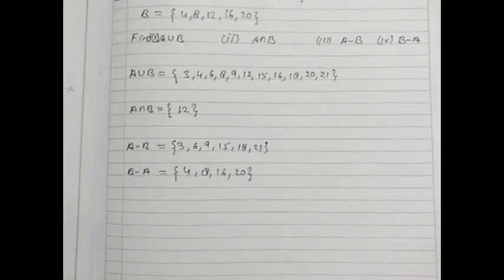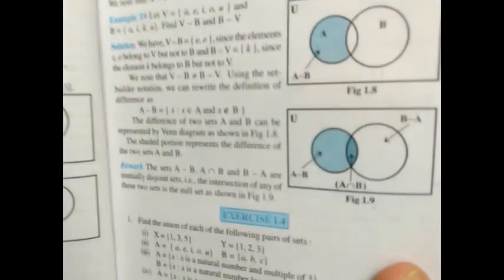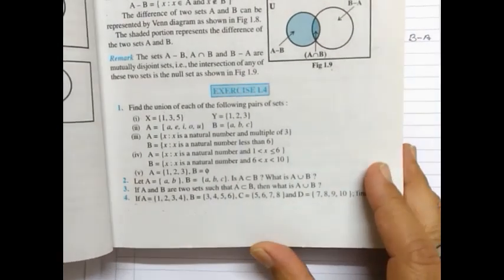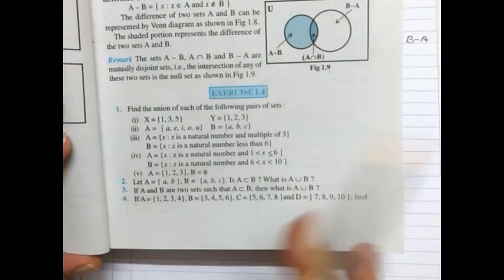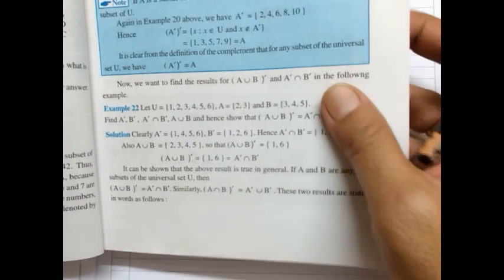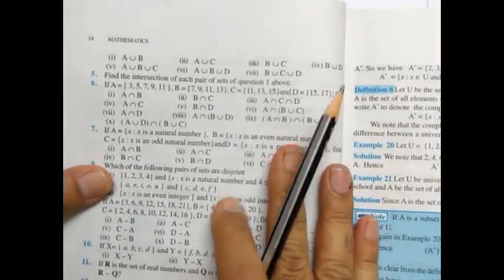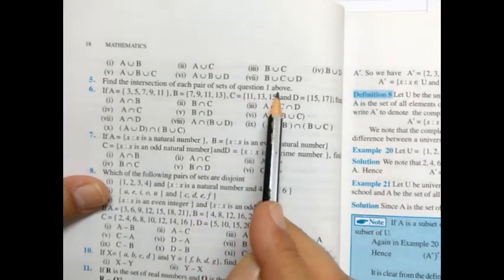Now I am going to discuss the remaining part of exercise 1.4. In the previous session, you have done the questions till question 4. Now we take up question number 5. Here it says find the intersection of each pair of sets of question 1 above.